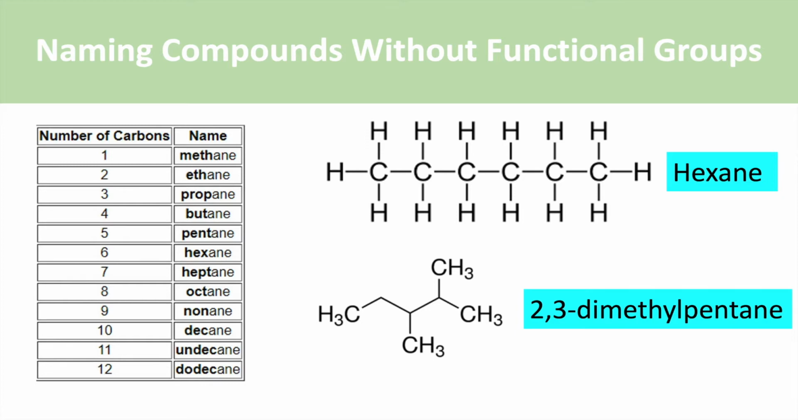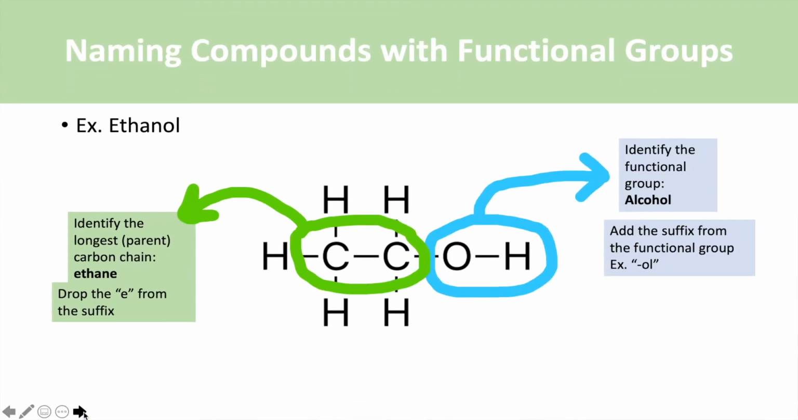When naming compounds with functional groups, we first have to identify the parent chain. Here there are 2 carbons, so the longest chain is ethane. Next we identify the highest precedence functional group. Here there's only 1, an alcohol group. The highest priority functional group gives its specific suffix to the chemical's name. So with alcohols being ol, the substance is named ethanol.